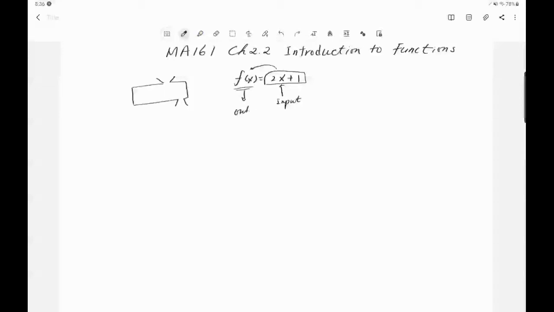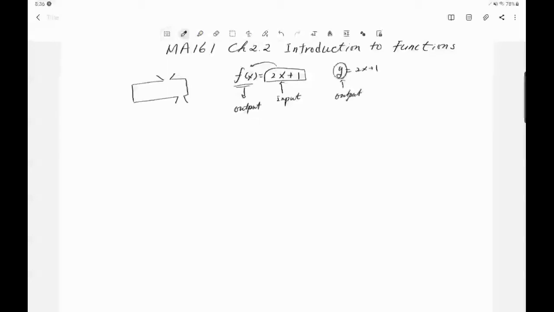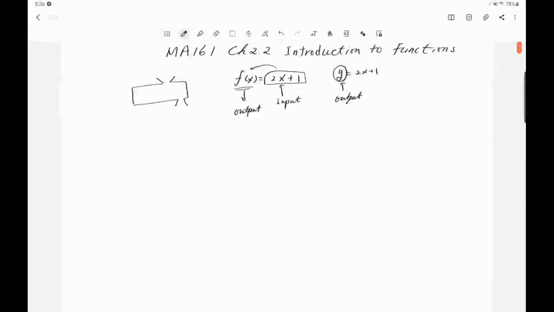Usually we use y equals something, right? y equals 2x plus 1. So this will be the output. And then instead of using y, we can use the function name f of x. So this x means the input, and the f is just the name of the function.